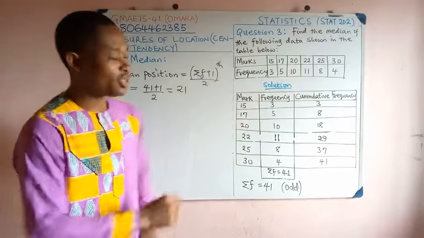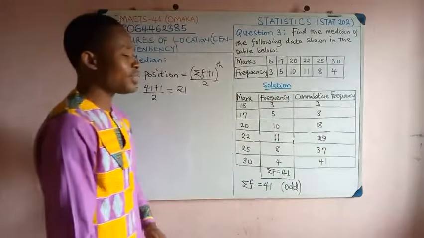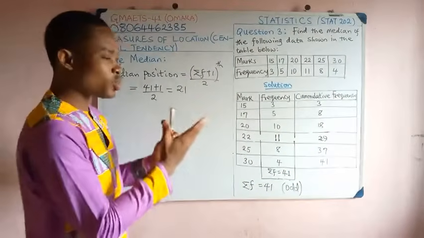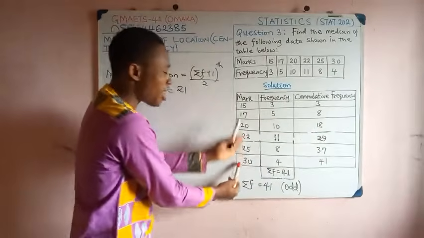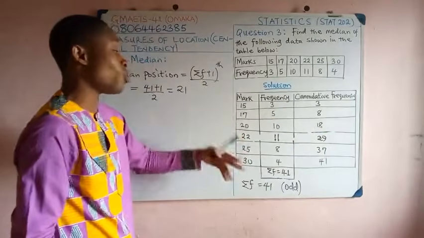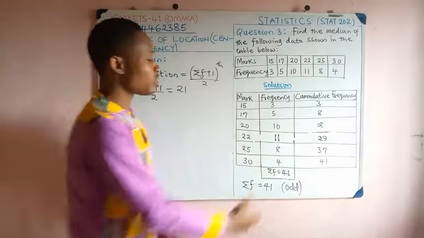But now let me ask you, look at this 21. If you come to this cumulative frequency column, do you have it there? I can't see any 21 there. Suppose there was 21 exactly there, fine. We could just trace that 21 down to the mark column and check the mark where it will land us on. And that mark will become our median mark. But there is no 21 exactly.